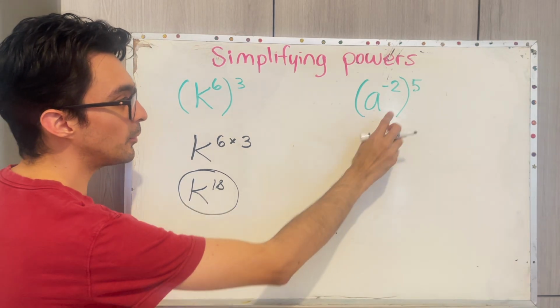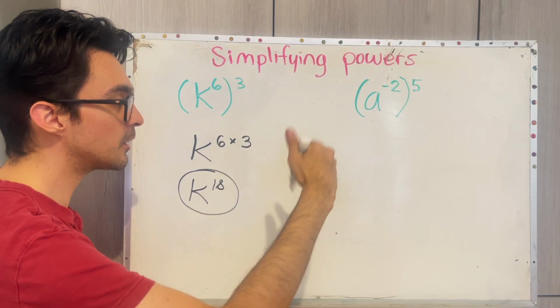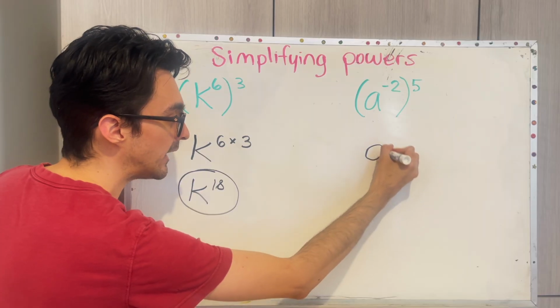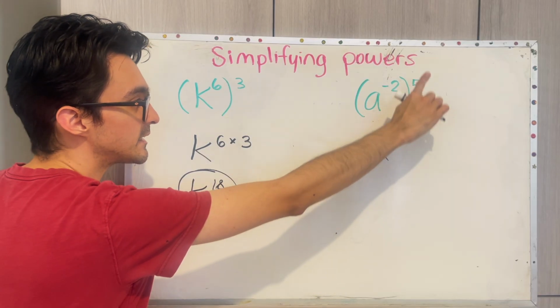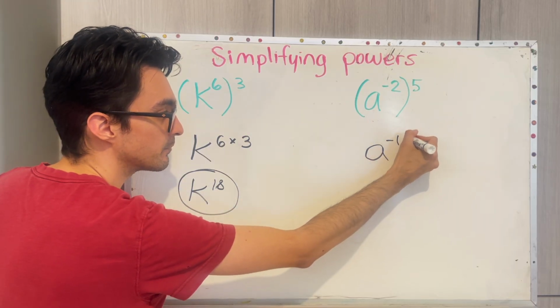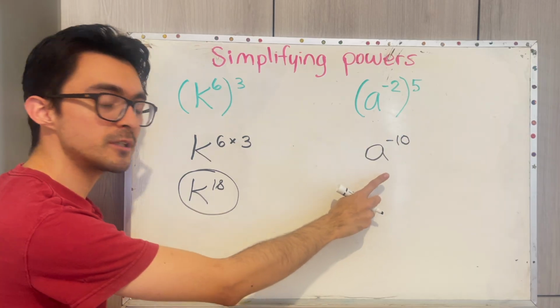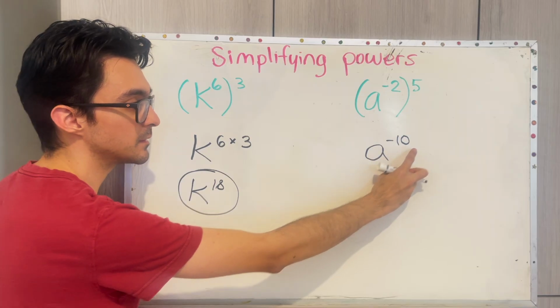Now, the next example is very similar. However, notice that we have a negative number right here. So I'm bringing down my variable, the base a, that's going to stay like that, a. Now, negative 2 times 5 will result in a negative number, in this case, negative 10. However, an important part of simplifying powers is that I get rid of any negative numbers on the power.